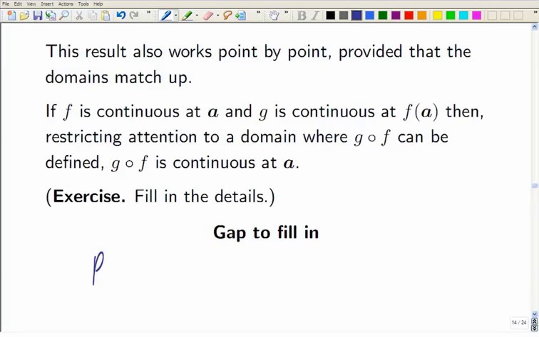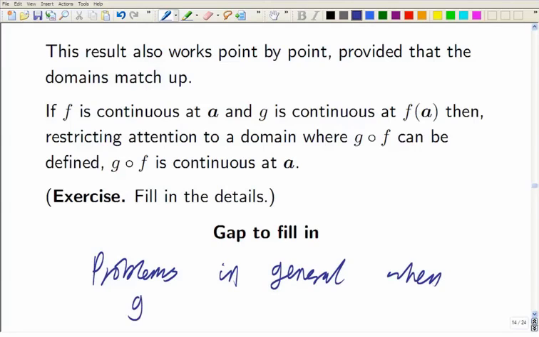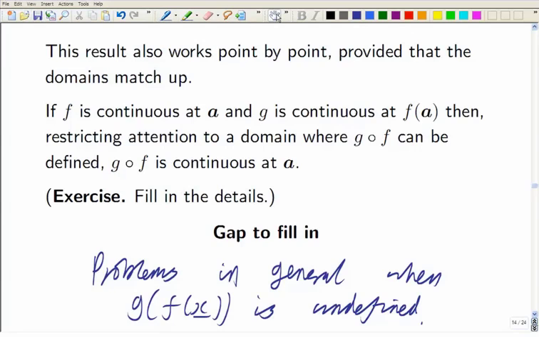So the problems in general arise when g of f of x is not defined. Because you've no reason to believe in general that f of x is going to be in the domain of g. So you have to do a bit of thinking about when does that work and when doesn't it. But as long as everything's defined near the points, or you know what your domains and codomains are, you can make this work point by point as well. So that brings us on to epsilon and delta.